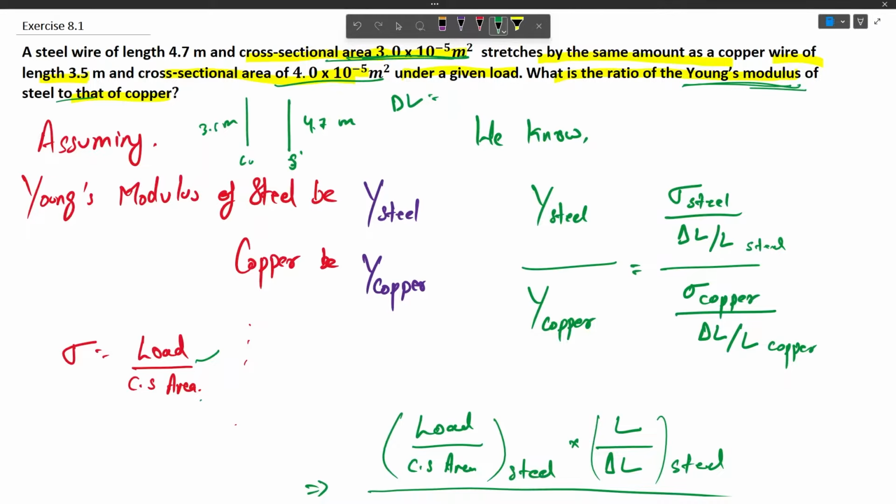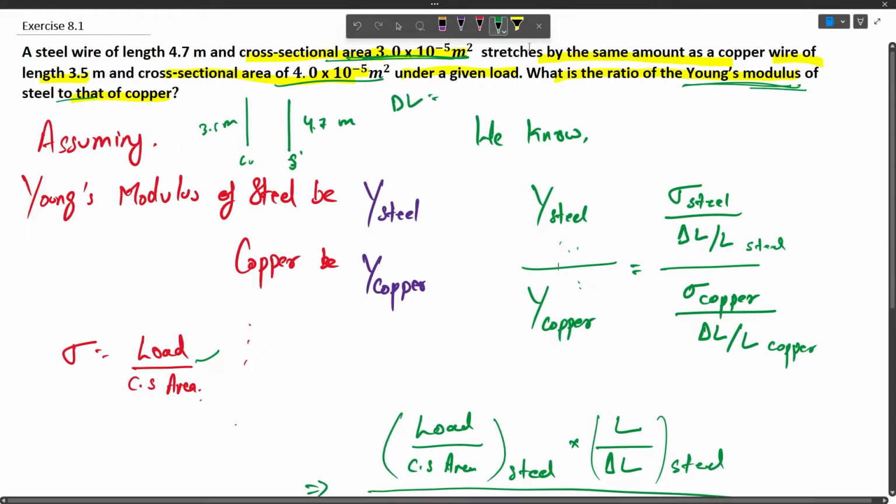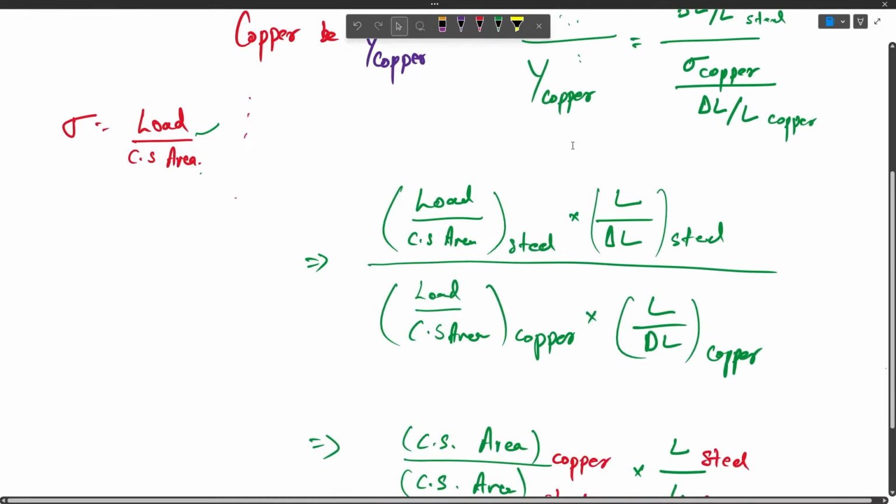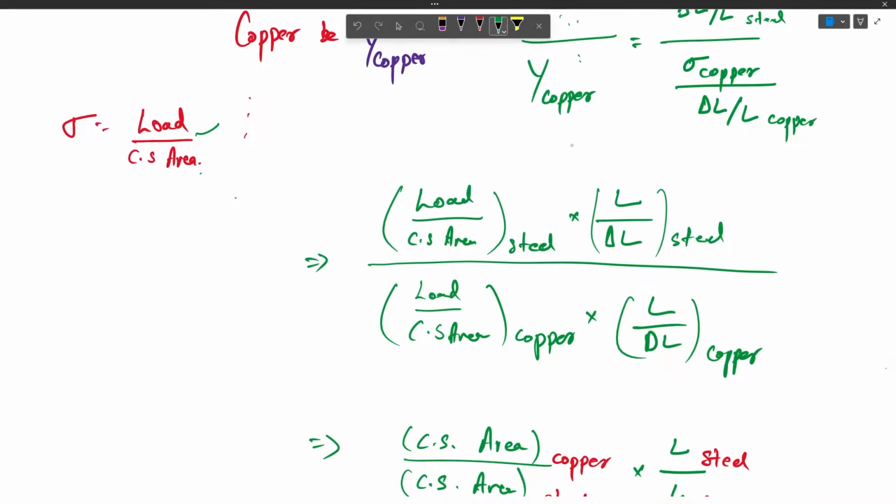We have to find out the ratio of Young's modulus of steel to that of copper. So upon formulation, for Young's modulus of steel to that of copper, we write Young's modulus of steel in the numerator, that is the stress in the steel wire divided by the strain in the steel wire, to that of the stress in the copper wire divided by the strain in the copper wire. Now we can further simplify the stress as load per unit cross-sectional area of steel multiplied with the inverse of the strain, that is L by delta L.